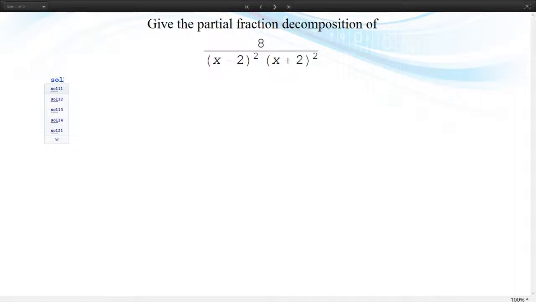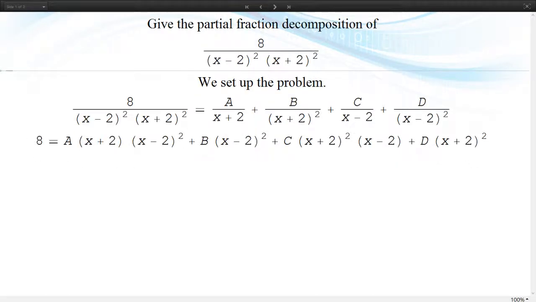Anyway, so solution to 3, part 1. We set up the problem. Now notice, exactly as I said, we need to have a first power of x plus 2 and a second power, and a first power of x minus 2 and a second power. And we need to have a brand new general coefficient on each of these, a brand new variable on each of those. And then we're going to multiply on both sides by the denominator, and we end up with this, which is very long.